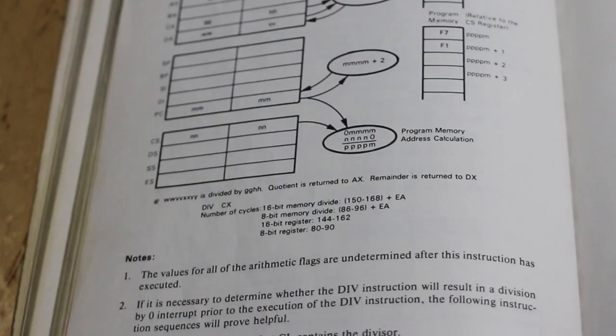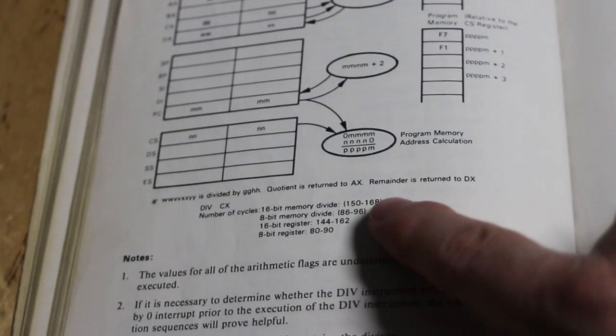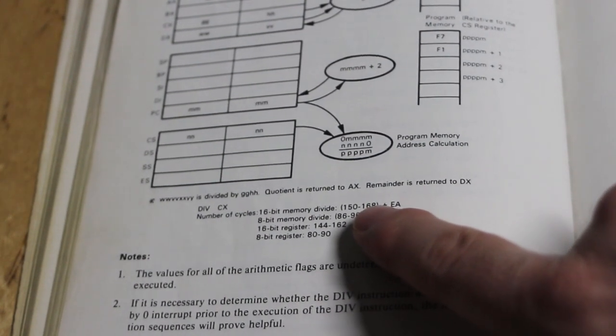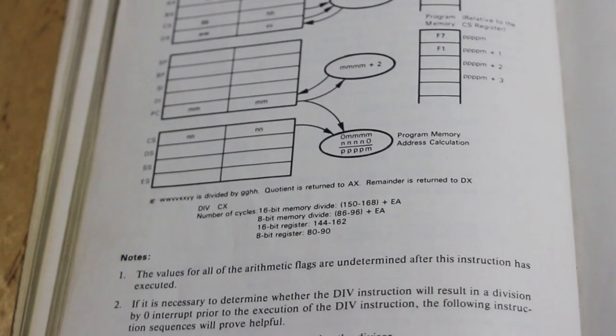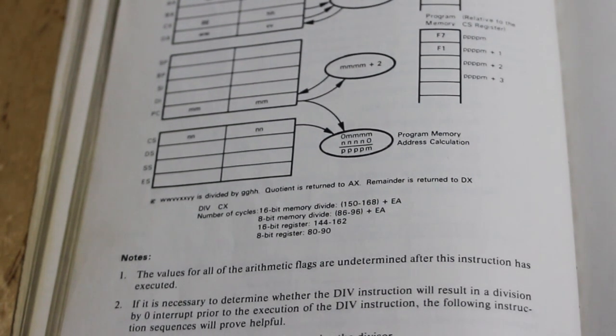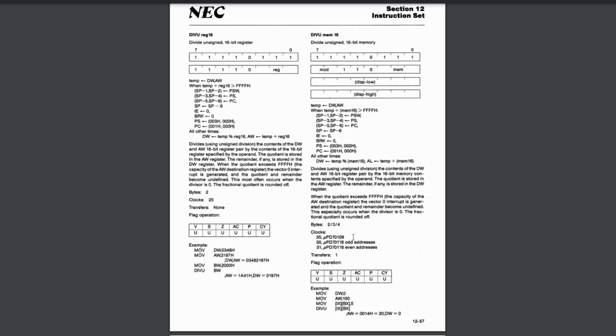Another thing that the V20 was really good at is multiplication and division. Here's the timings for the 8088. It can be up to 168 cycles plus an effective address computation if you're dealing with memory. But here's the exact same instruction on the NEC V20, a flat 35 cycles. This thing was really good at multiplication and division.